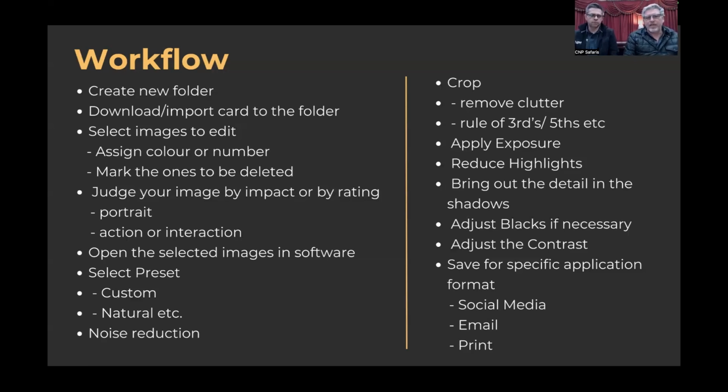So once you've done that, I do my crop to remove clutter and to use any of the specific rules, like rule of thirds, rule of fifths, to get rid of most of the clutter and really focus where the action point is in your images. Then the other things that you can do is you apply your exposure, reduce highlights, and bring out the detail in the shadows. The software nowadays has an incredible ability to reduce those. Make sure that you bring the blacks back, that you have the correct density in your image.